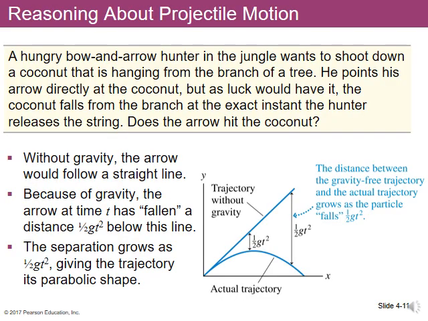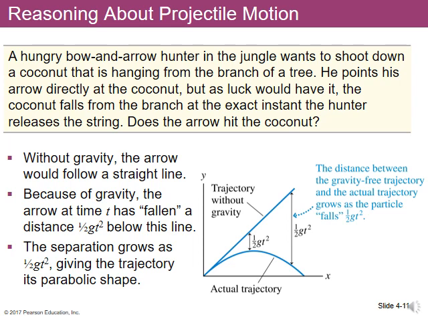Let's look at one more question. And this one's kind of tricky. So a hungry bow and arrow hunter in the jungle wants to shoot a coconut. So he points his arrow directly at the coconut, but the coconut falls from the branch at the exact instant the hunter releases the string. Is the arrow going to hit the coconut or not? Let's think about this. So you aim directly at the coconut, you shoot the arrow at the coconut, but the coconut falls at that same instant.